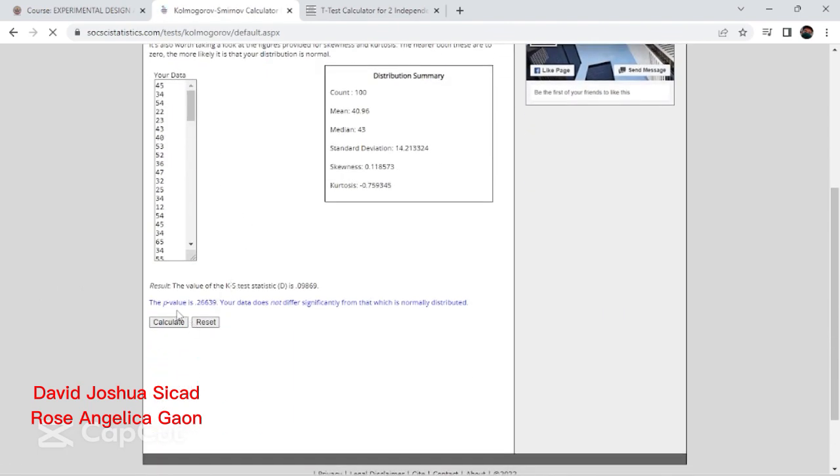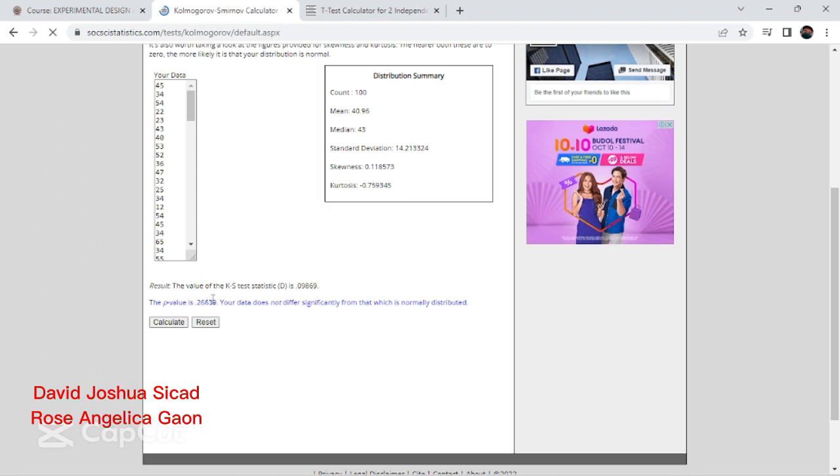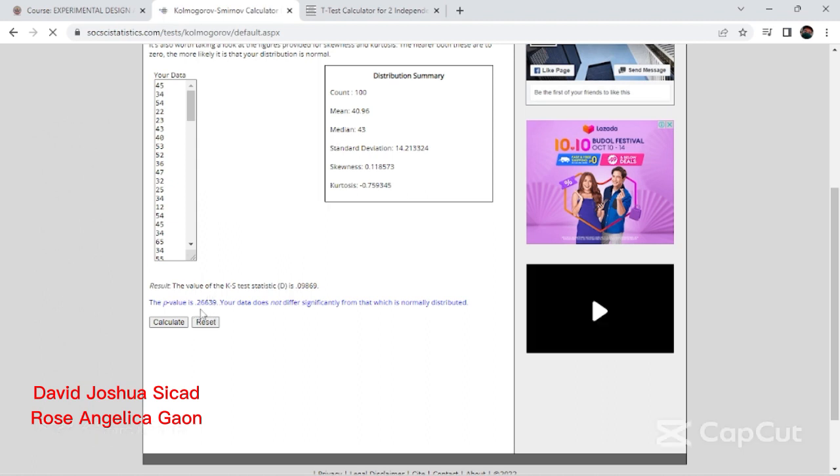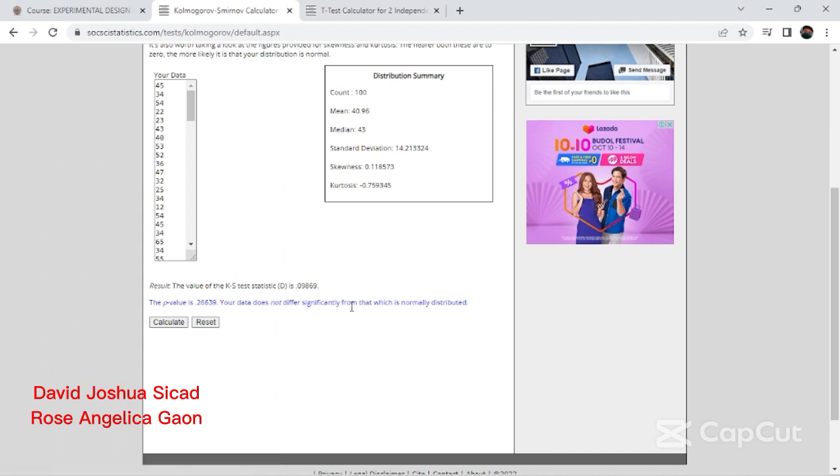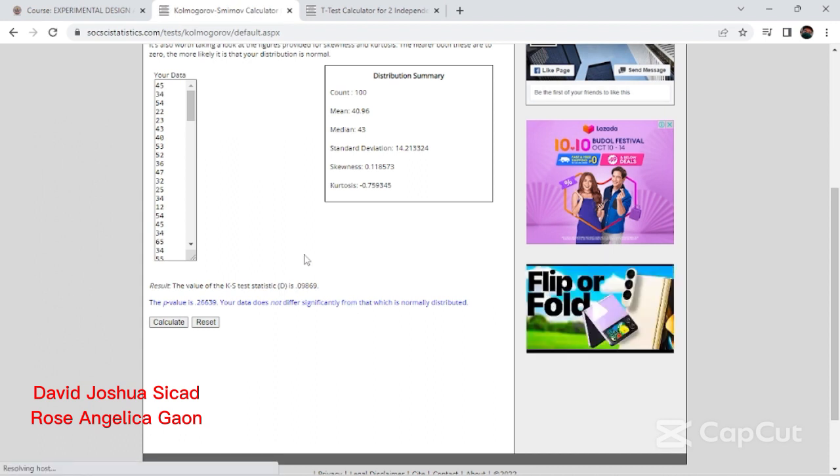The p-value is 0.26639. So your data does not differ significantly from a normal distribution, which means the first set is normally distributed.